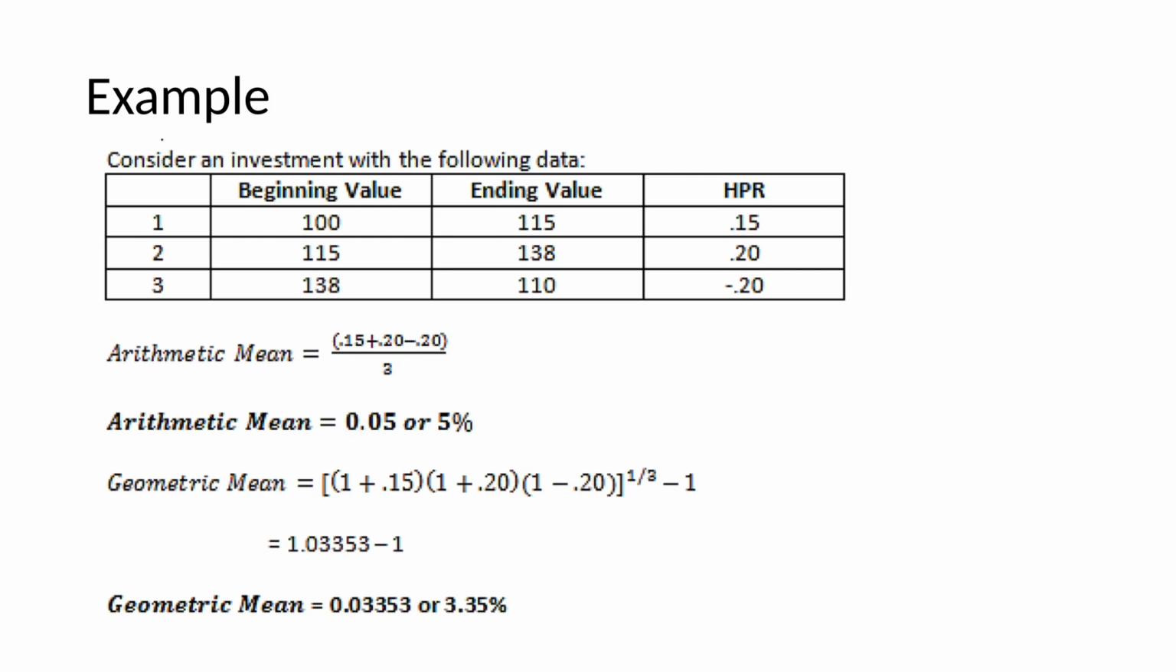So we have 1.03353 minus 1, or our geometric mean is 0.03353, or 3.35%. Did you get that?